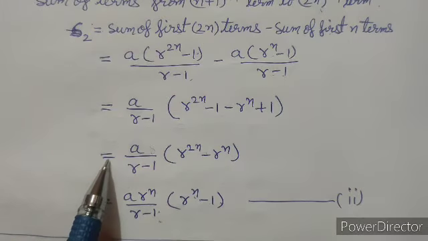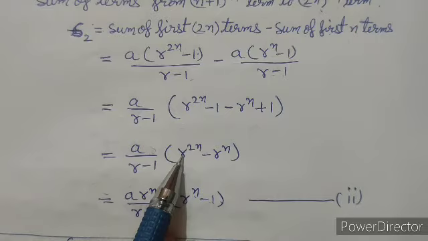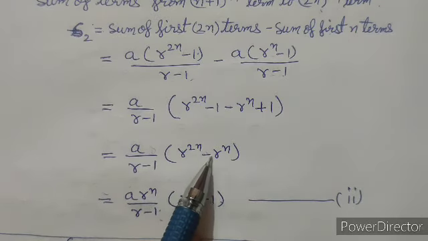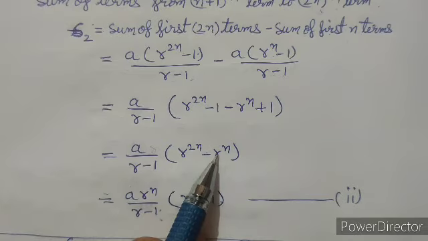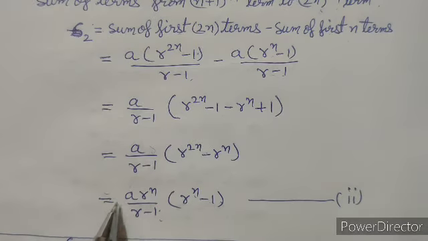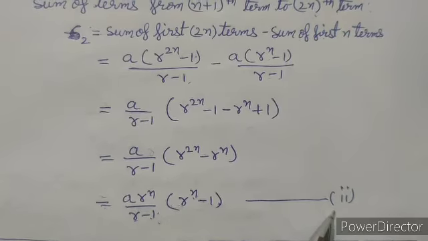Now S2 will be equal to A upon R minus 1 into R raised to power 2n minus R raised to power n. Now on taking R raised to power n as common, S2 will be equal to A R raised to power n upon R minus 1 into R raised to power n minus 1, and this is our equation second.